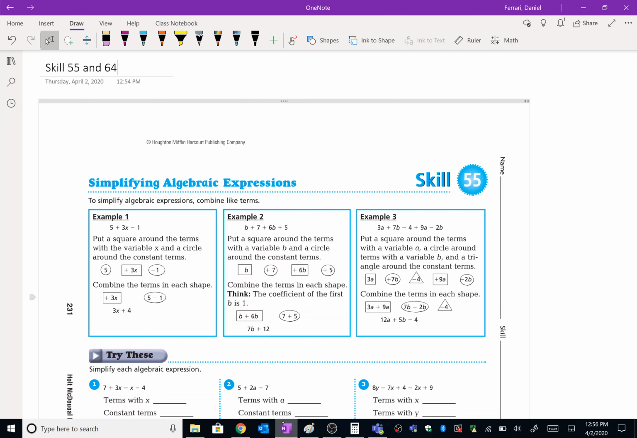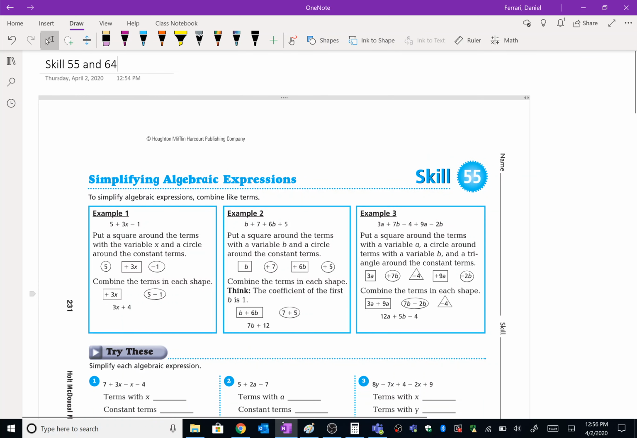Okay, boys and girls, this one's going to be a quick one. So this is for skill 55 and 64, and there's enough questions on this one, and I think it's on the easier side. So I'm actually just going to do basically the first one of each of these problems, and we'll just call it good from there.